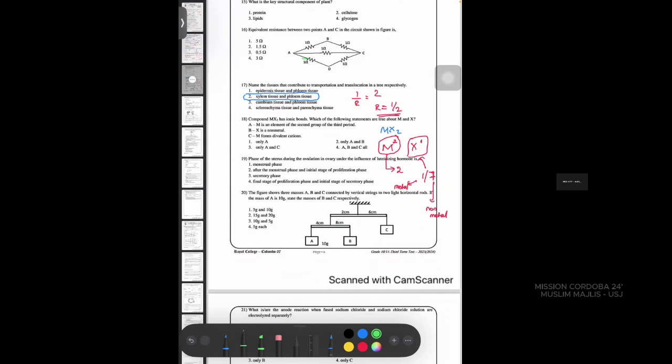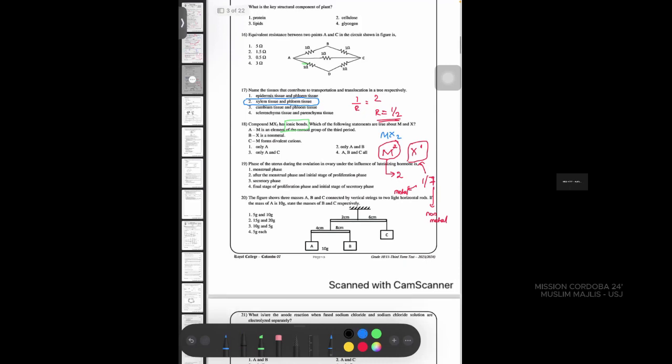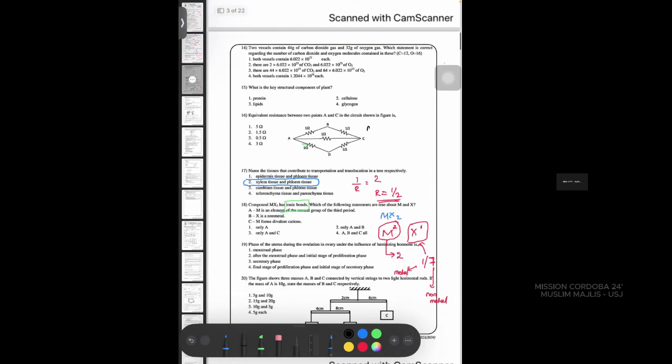Now, ionic bond. How is an ionic bond formed? Between metal and metal or metal and non-metal? Metal and non-metal. Good. Always remember this as a summary. If a metal and metal get together, you get a metallic bond. If a metal and non-metal get together, you get an ionic bond. If a non-metal and non-metal get together, you get a covalent bond.